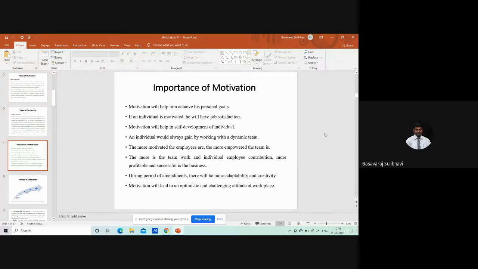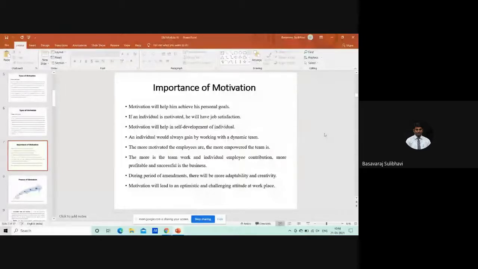So the more motivated the employees are, the more empowered the team is. Each and every individual's contribution to the team is very important and crucial also. The success of any organization depends on how much of a team is built in the organization to work on certain objectives, and how efficient that team is in contributing towards achieving the objectives of the organization.